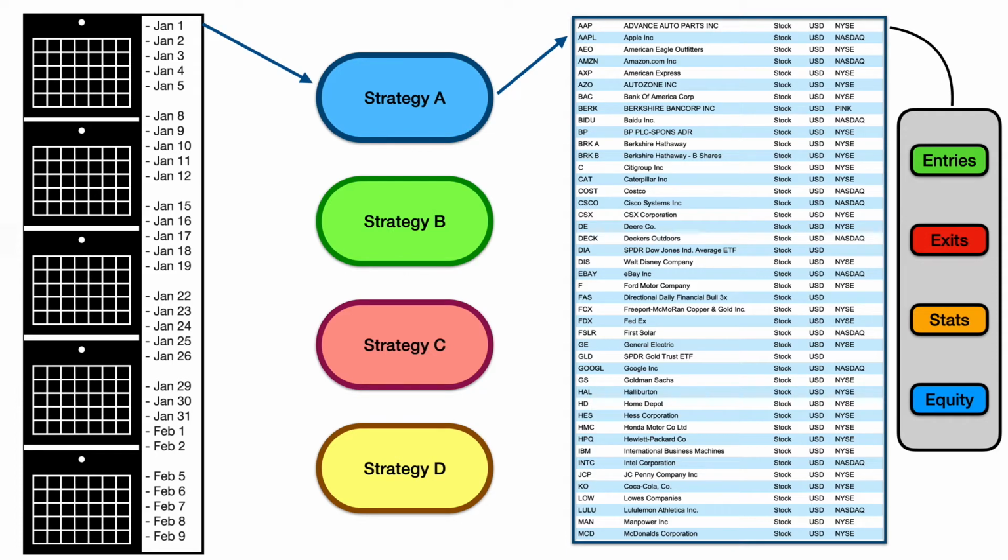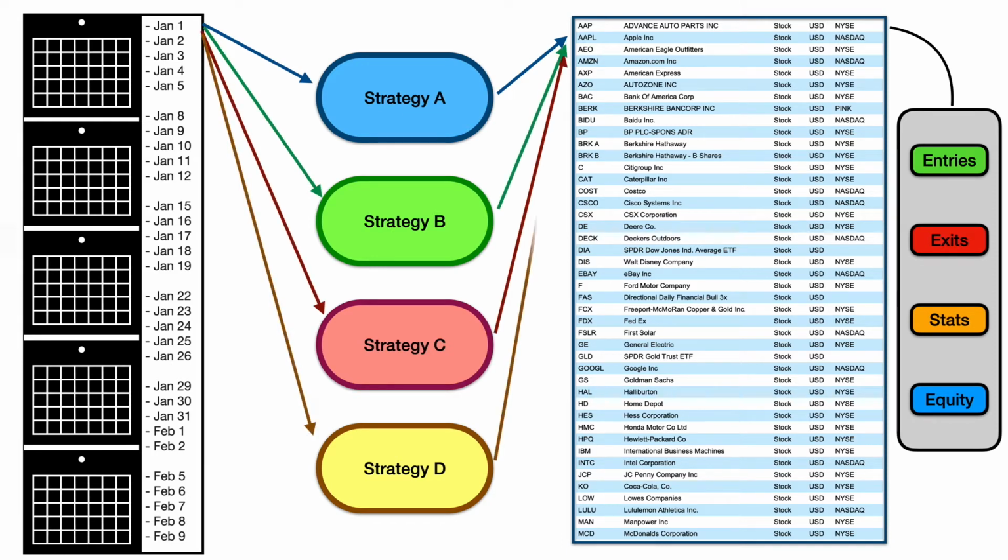So RealTest then repeats this entire process which it has done for strategy A. It does the same one with strategy B, the same process for strategy C, and the same process for strategy D. And you can have many, many strategies that are all working through things on the same date, looking at the range of stocks that they could enter or exit.